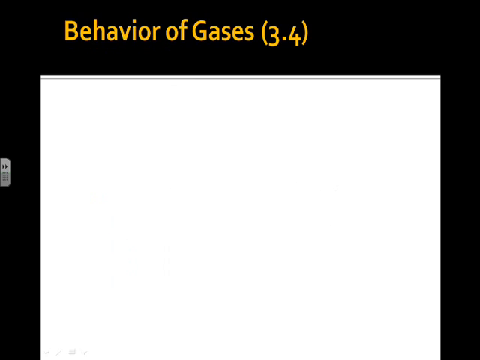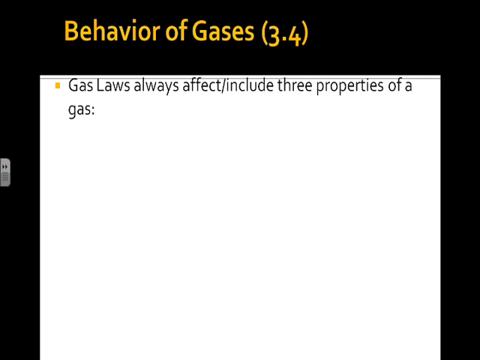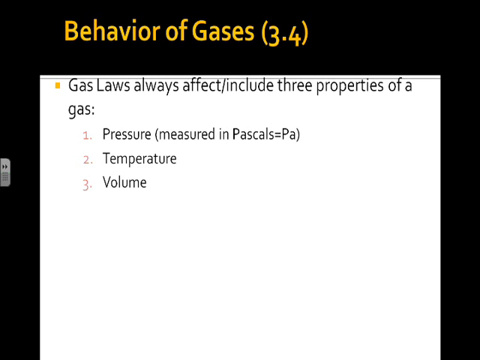Now we're going to look at the behavior of gases. Gas laws always include three properties of a gas. The first one is pressure, and it's measured in pascals, or like we just saw on the pressure monitor, kilopascals. The second property is the temperature of the gas, and then the volume of the gas. So all three of these are included in gas laws.